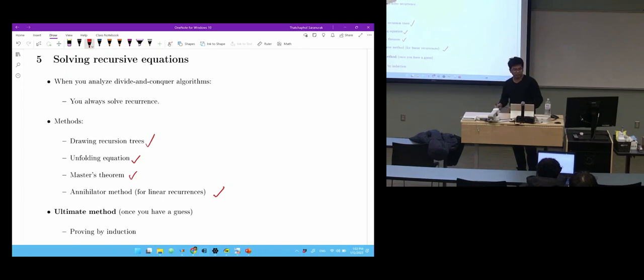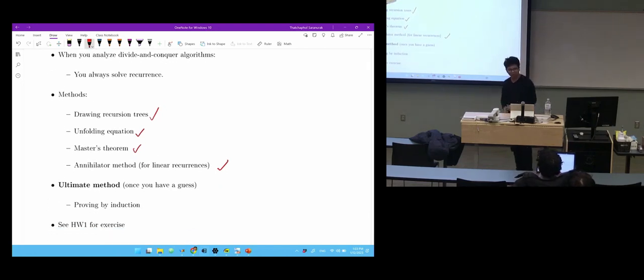But the ultimate method that you can always use is guess and check. So how to guess? Well, I don't know, but how to check? Just use induction. So you will get homework on doing this.